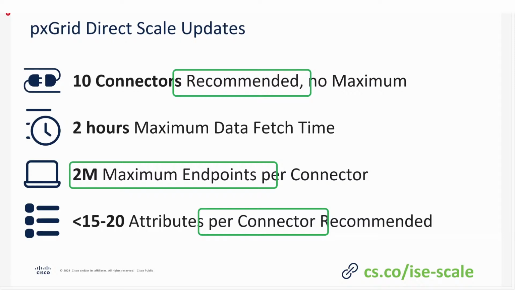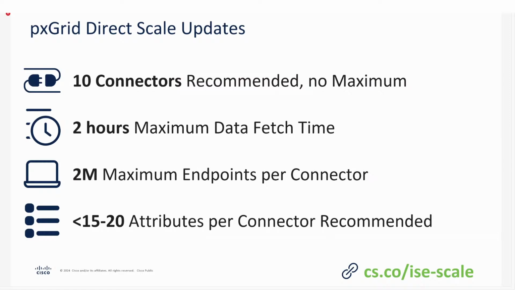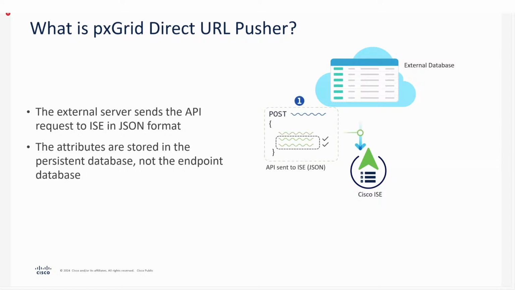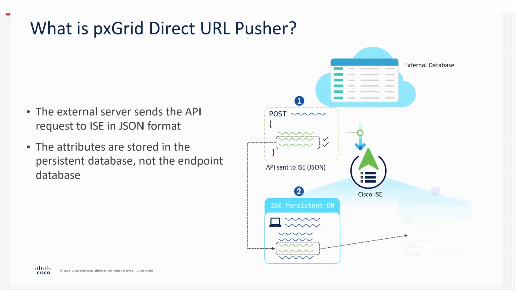But we're not done with pxGrid Direct yet. We have a new feature coming out, which is the pxGrid Direct URL pusher. And what this does that's different than pxGrid Direct itself is that there's no GET request. ISE does not send a GET request out at all. We get an API incoming to ISE in a JSON format, and we take that and we send that to our ISE persistent database. Notice that's not the endpoint database anymore. This is the persistent database.